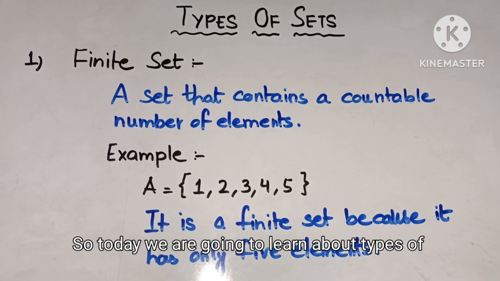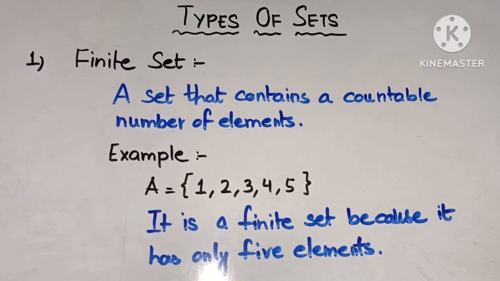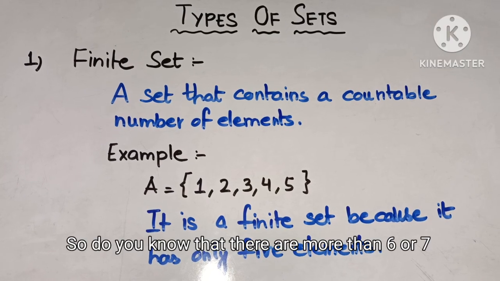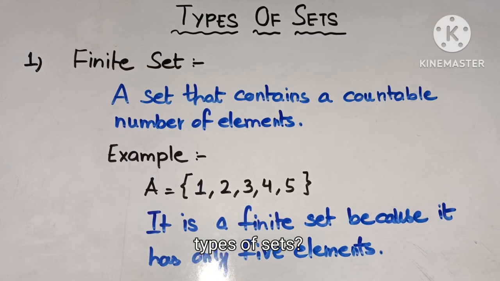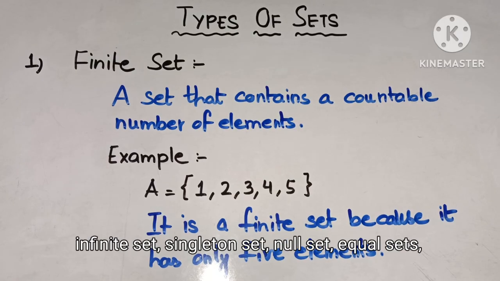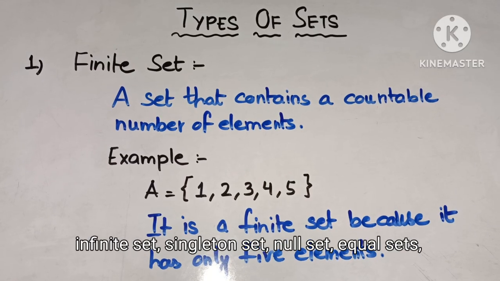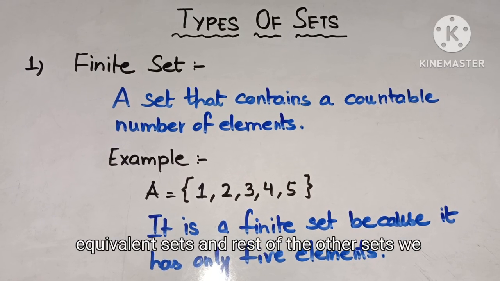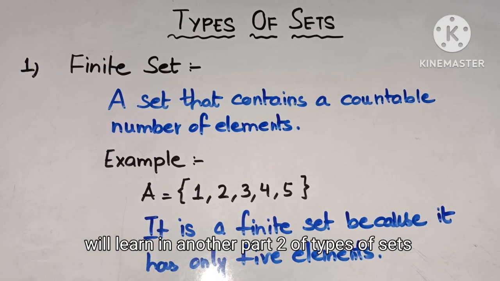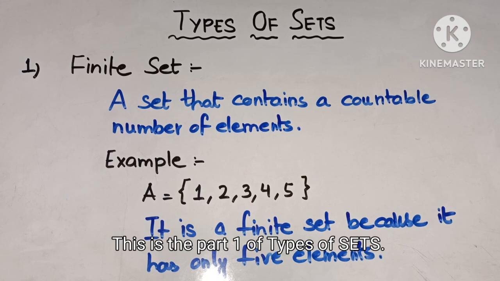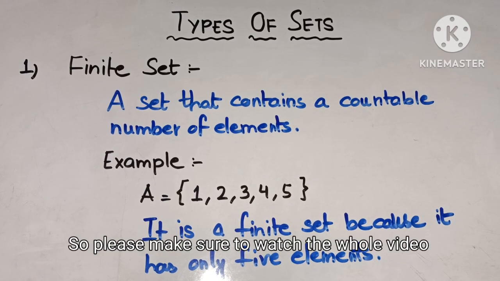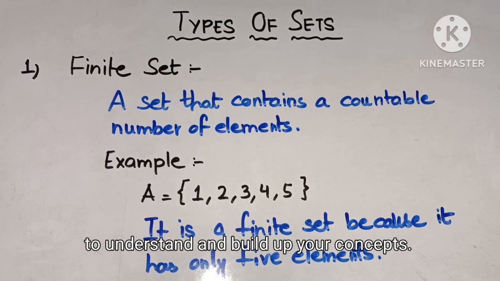So today we are going to learn about types of sets. Do you know that there are more than 6 or 7 types of sets? Today we will learn about finite set, infinite set, singleton set, null set, equal sets, and equivalent sets, and the rest of the other sets we will learn in part 2 of types of sets. This is part 1 of types of sets. Please make sure to watch the whole video to understand and build up your concepts.